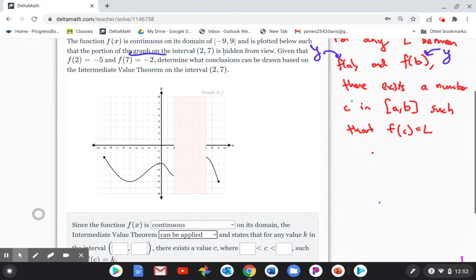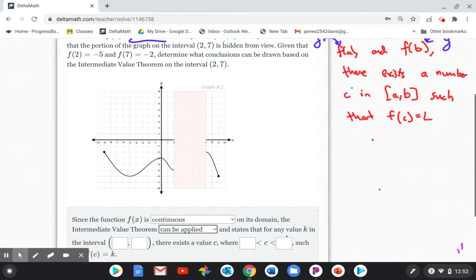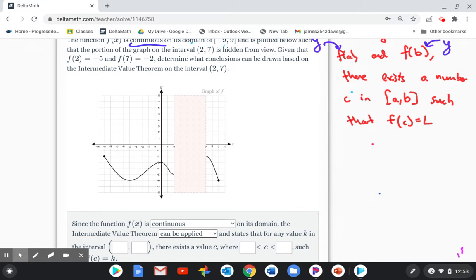Okay, now it states that for any value k, remember k is a y value. So basically we want to put the y intervals here. If it helps, go ahead and just label this as your A, this is your B. This is your f of A, your f of B. The A value was 2 to 7, because A is 2, B is 7.